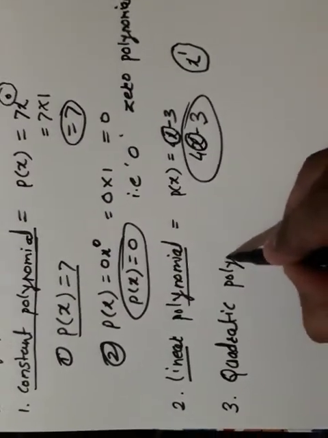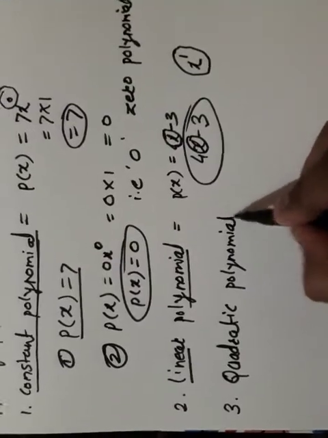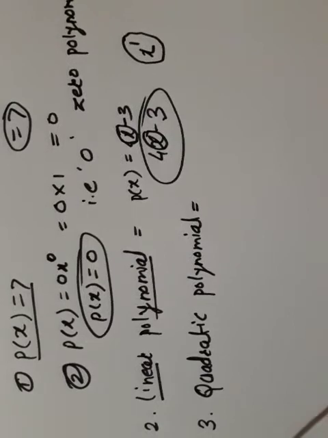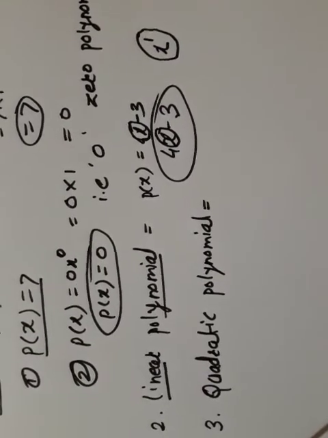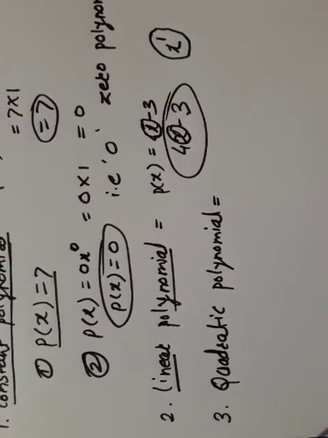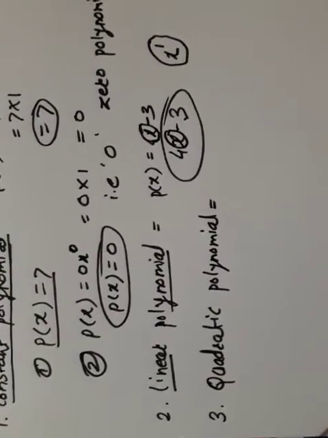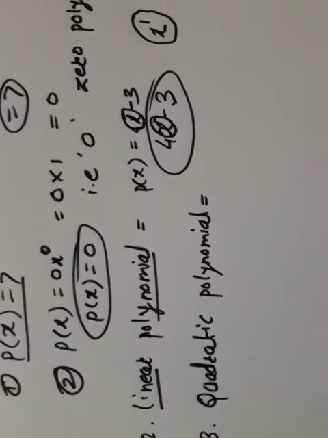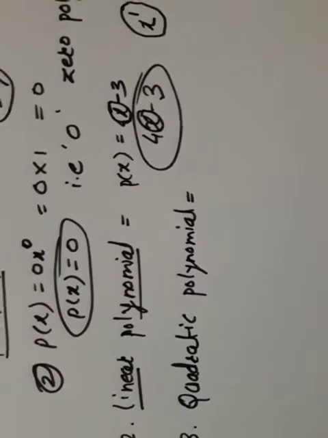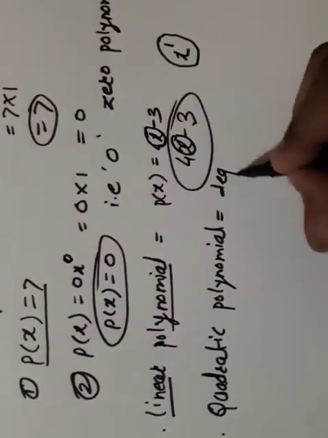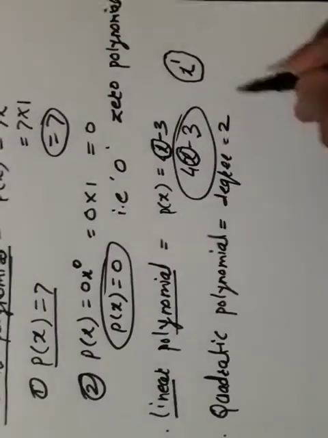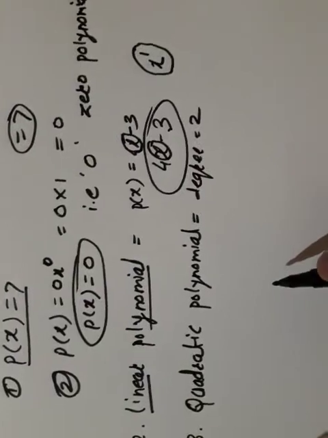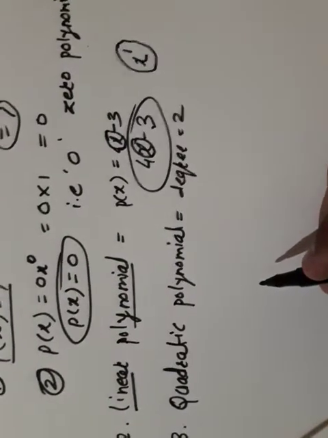Quadratic polynomial, small change only. A polynomial of degree 2 is called a quadratic polynomial. What should the degree be? Degree is equal to 2. A polynomial of degree 2 is called a quadratic polynomial.